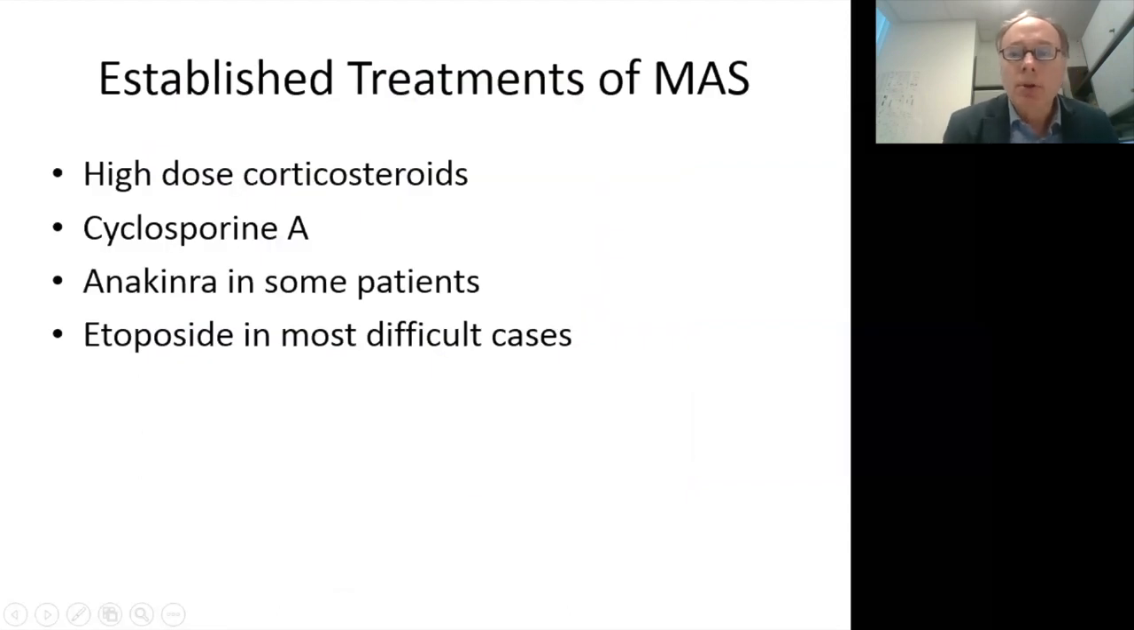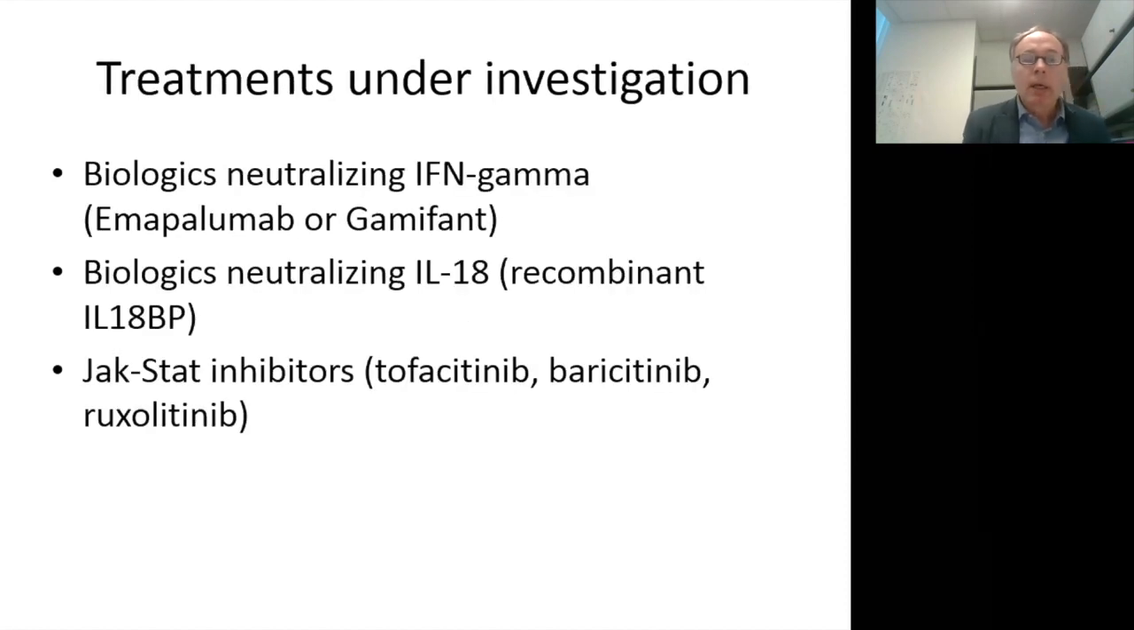Now, the established treatments of macrophage activation syndrome include high-dose corticosteroids. We often use cyclosporine. Sirolimus would be another medication that is becoming a bit more popular than cyclosporine. Certainly, some patients would benefit from anakinra, a drug that blocks one of those cytokines called IL-1. And in more difficult cases, we may use etoposide.